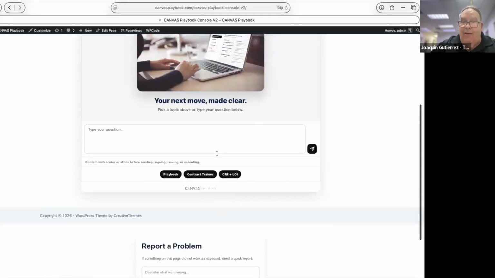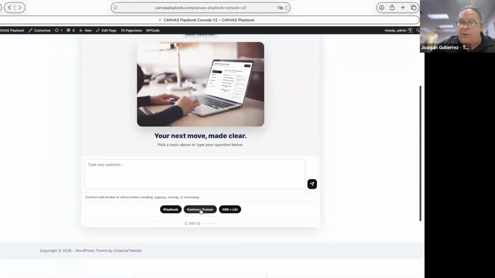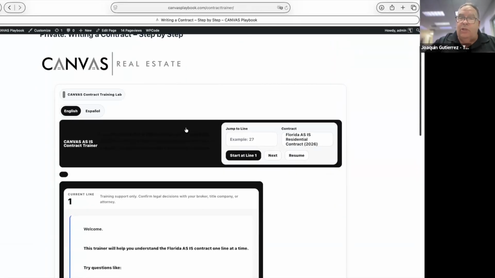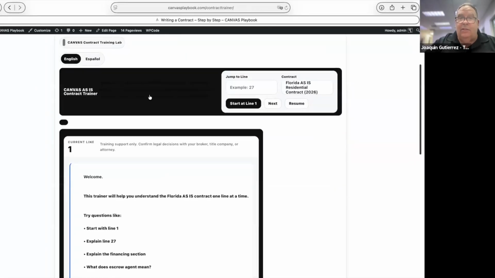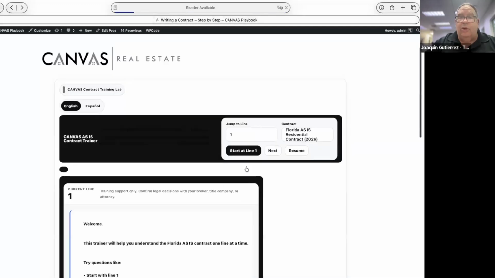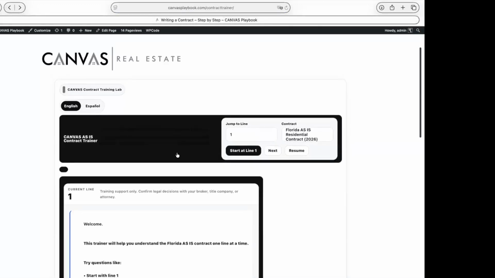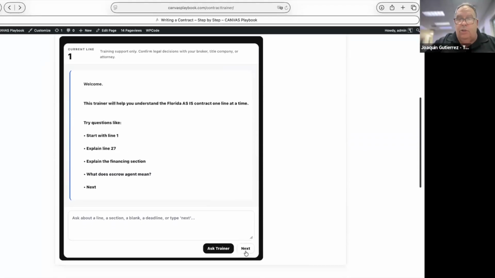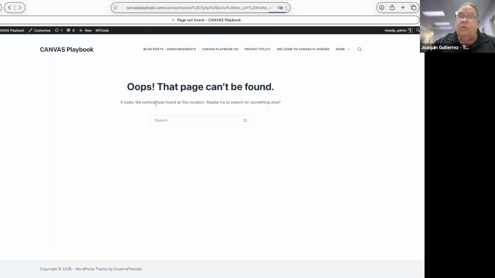But you also have a contract trainer and you have a commercial real estate and letter of intent page. If you have never written a contract before, you can come to the contract trainer and tell it to start at line 1. Oops. See, there you go. That could be a problem. I need to check that out. But once you start here, it'll be line 1. You would hit next and it'll go, oh, look, there's an error here.